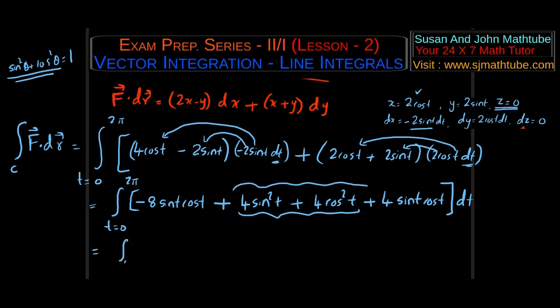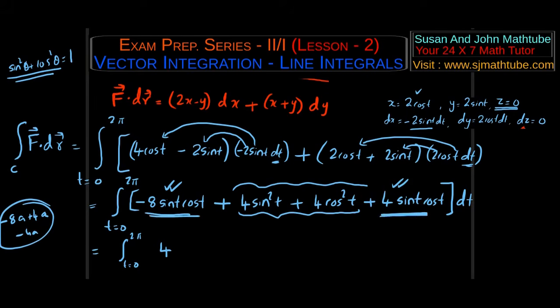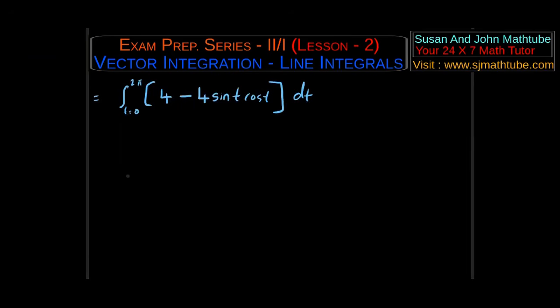And we get 4. I'll write this part first, and then what about this? What is minus 8 apples plus 4 apples? Yeah, of course, minus 4 apples. So I hope you're okay with this part. That's going to give me minus 4 sin t cos t, and at the end our dt. Now we are almost ready for the integration.